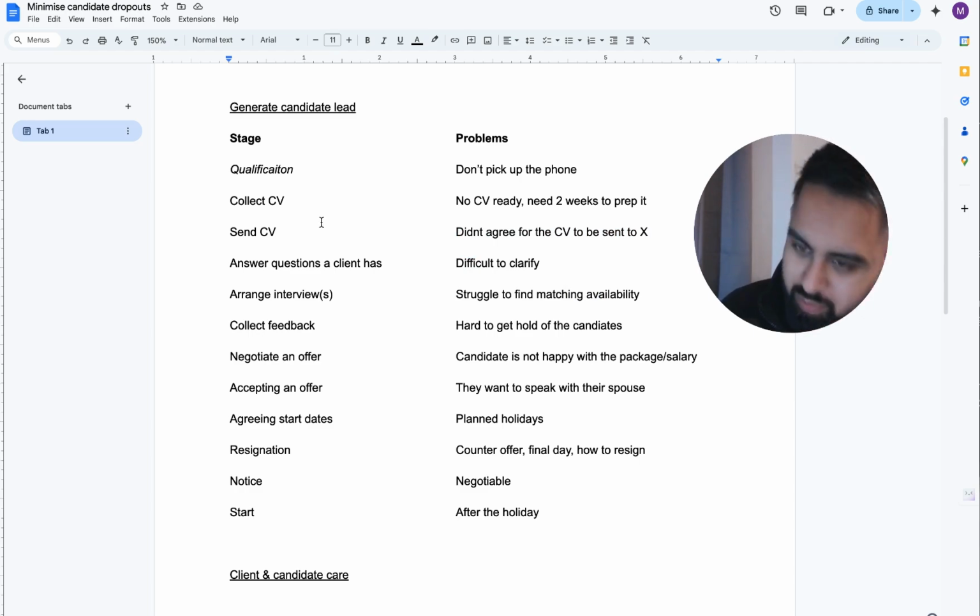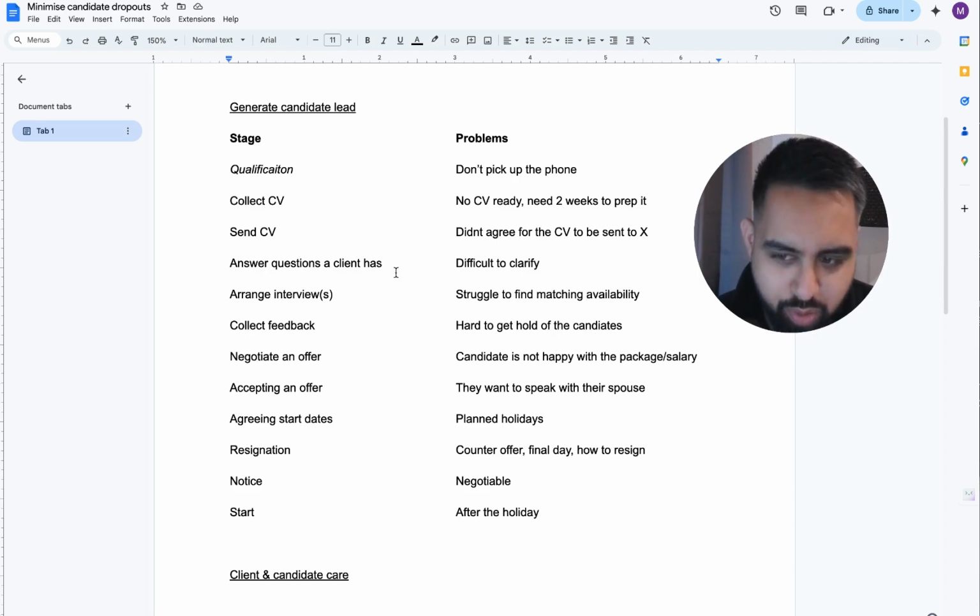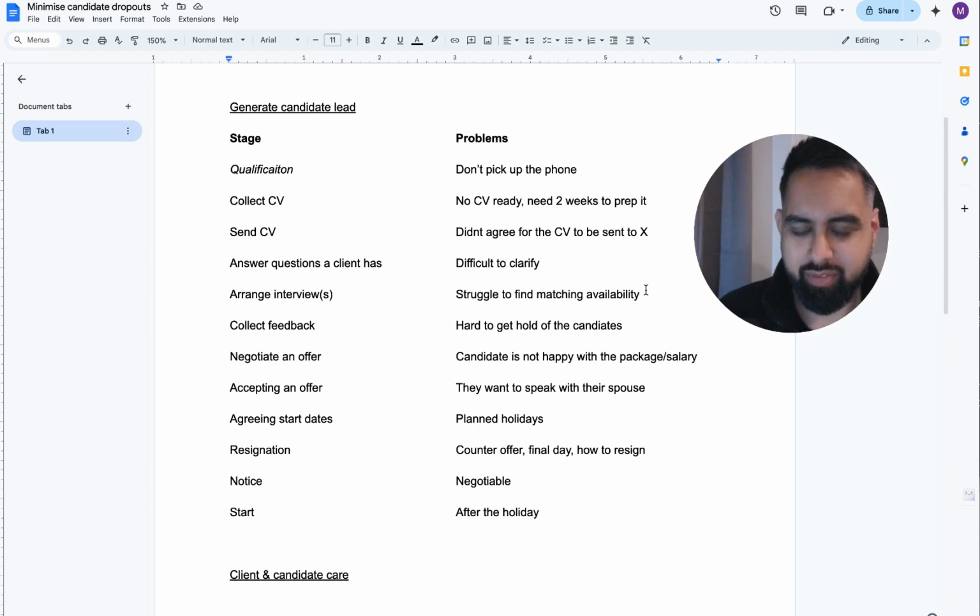And then let's just go a little bit further. Now, so you send the CV out to the client, the ones that you've agreed to with the candidate, and all of a sudden the client's got all these questions, wondering like, you know, what about this? Can you clarify this? What about this on their CV? What about this experience? What about this gap? All of these things come into it. And then you go to arrange interviews, and now all of a sudden it becomes a challenge to match their availability.